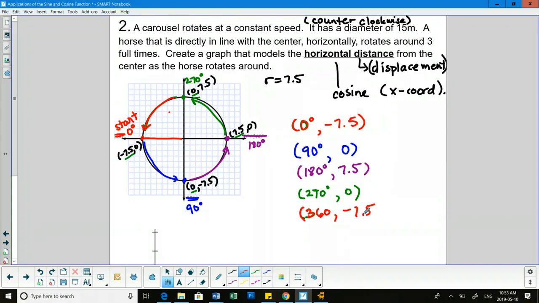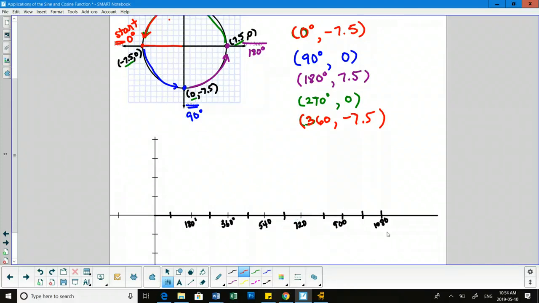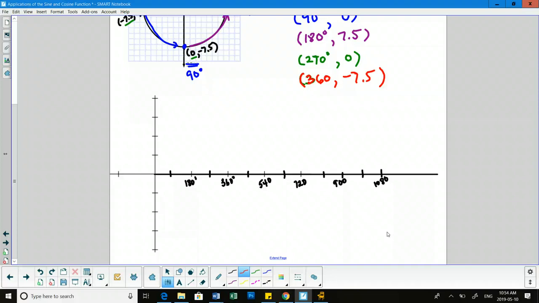And we are graphing 3 full rotations. So I want to do 0 to 360, and then I'll do that cycle again for 360 to 720, and then one more time again for 720 to 1080. Okay? So let's just say here, maybe we can go by, what do you think, 2, 4, 6, 8?